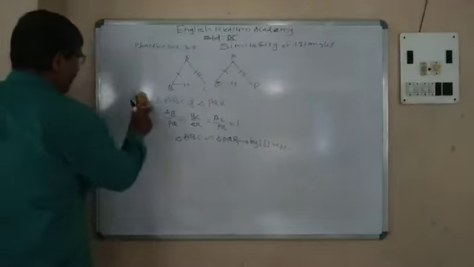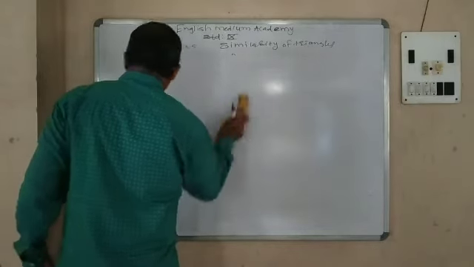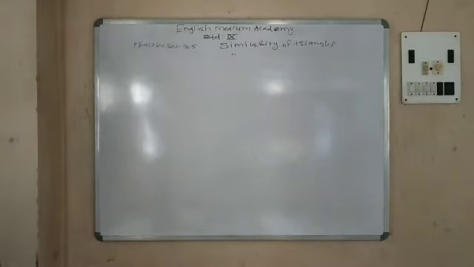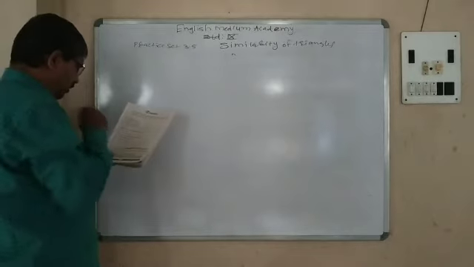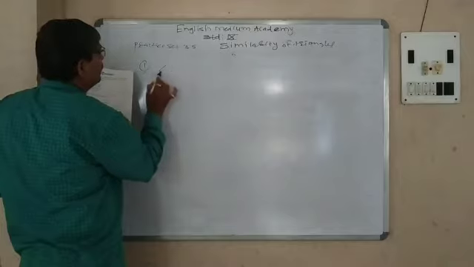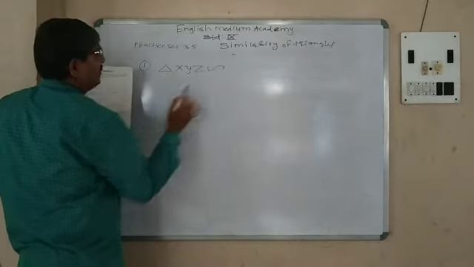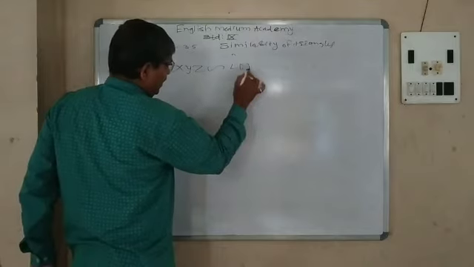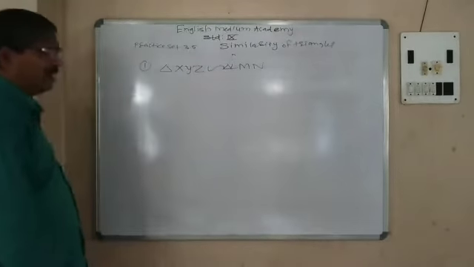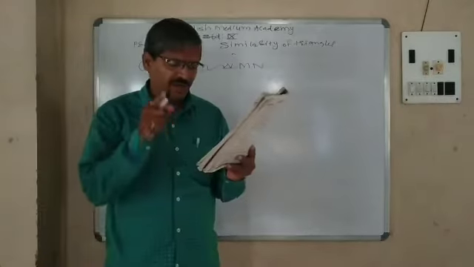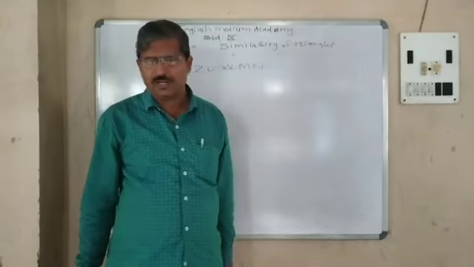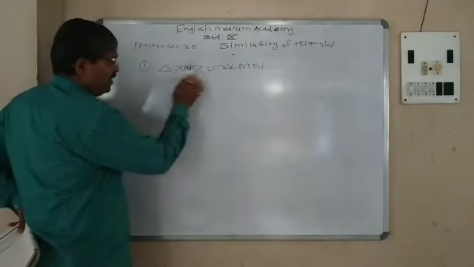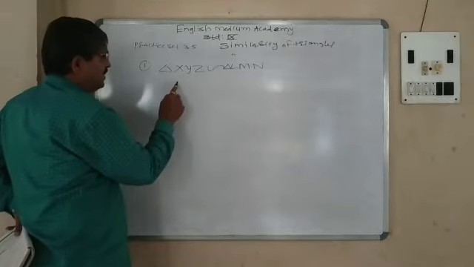Okay. Now we will enter into question number 1. What is question number 1? That we will see first here. Please draw the diagram. Please read it yourself. There are two triangles given. Number 1, triangle XYZ is similar to triangle LMN. Here it is told to write the corresponding angles of the two triangles and also write the ratios of corresponding sides.